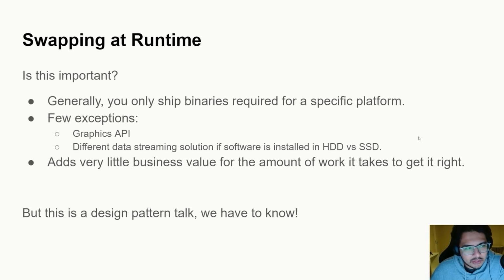But the bigger question is, is this really an important feature? Because generally you only ship binaries that are required for a specific platform. And there are very few exceptions to this rule. One being graphics API. But the other thing, and I haven't seen any software doing this, but you could maybe provide different data streaming solutions depending on if your software is being installed on a hard disk or SSD. It would definitely help with stream times. But these are the few exceptions to this rule.